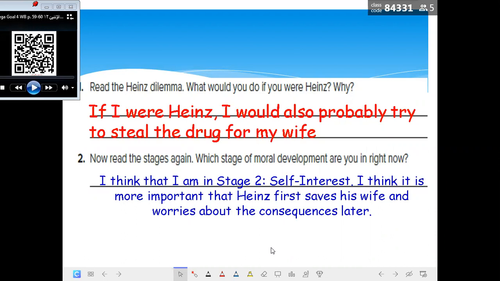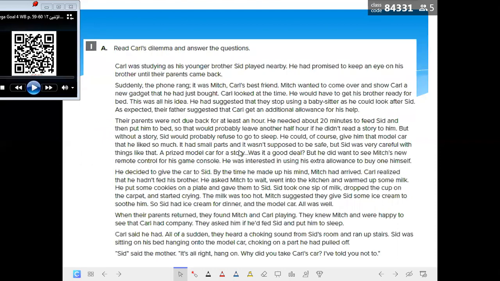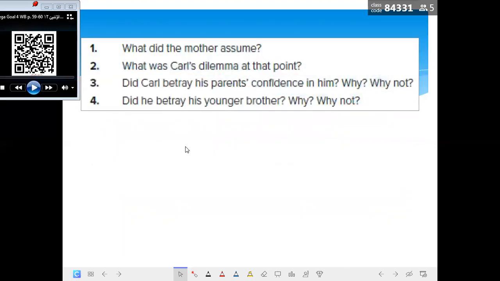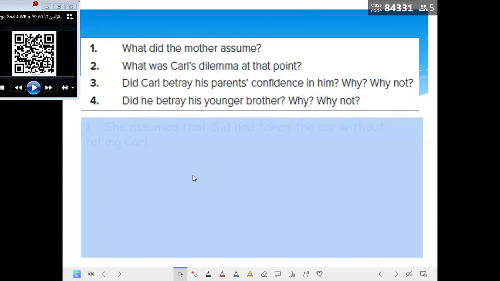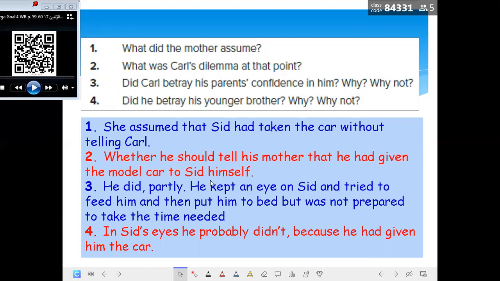Okay. Now let's go to page 62. If we go there, we find on this exercise, he wants us to read Charles' dilemma and answer the questions. Okay, I think you read this dilemma carefully. So I will show you the answers to these questions. I want you to pay attention and correct your mistakes.